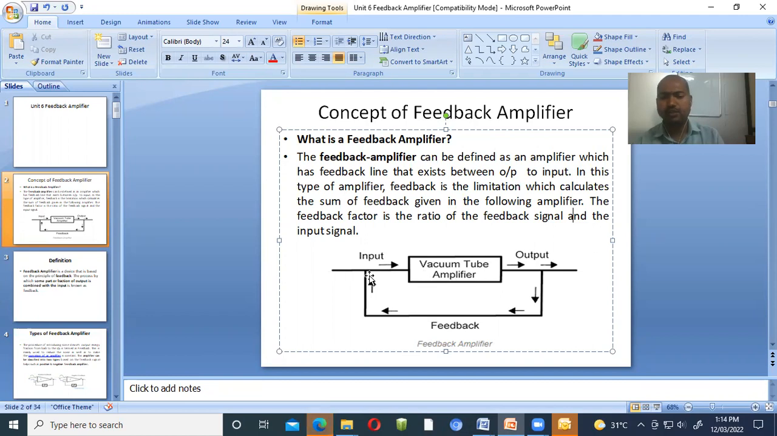See, consider the input applied here is a sine wave. Okay, a sine wave is the input applied, and the output coming is also a sine wave. Input sine wave, output sine wave. Then this sine wave is again applied to the input. Now this type of feedback is called positive feedback. Now how do we define positive feedback?